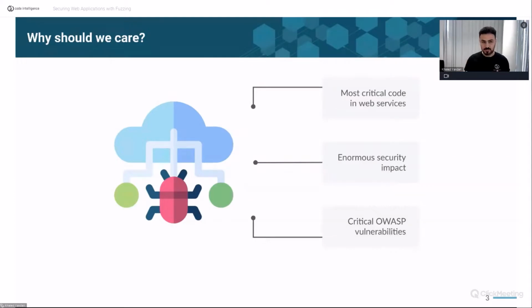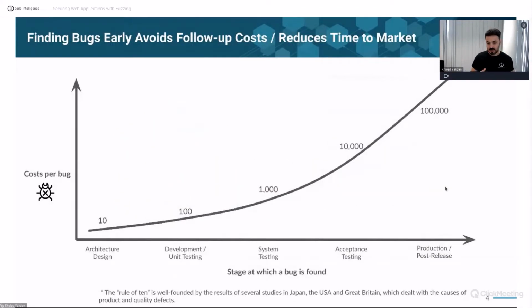And with the increasing complexity of modern web applications and web services, the need increases to have an automated way to find these vulnerabilities. Ideally, we want to find vulnerabilities as early as possible in the development process, because at each stage of development, the cost of a bug or a vulnerability increases significantly. There is the so-called rule of 10: at each step of the development, the cost of a vulnerability would be 10 times higher.